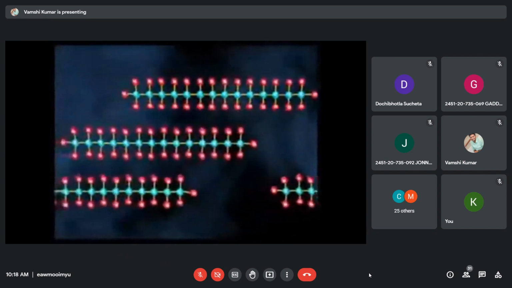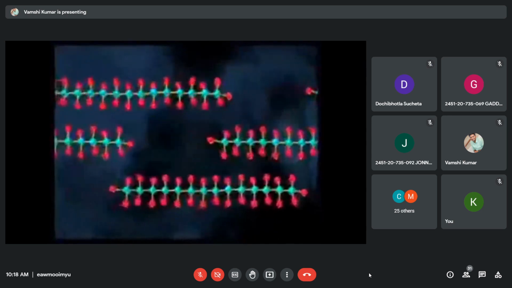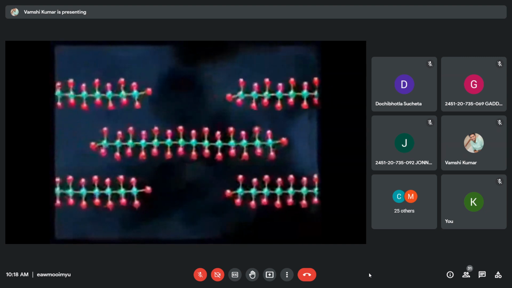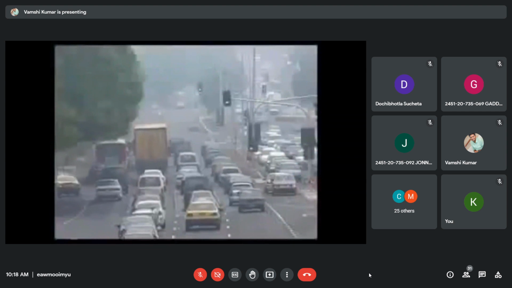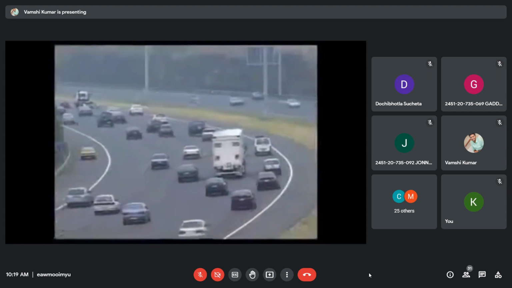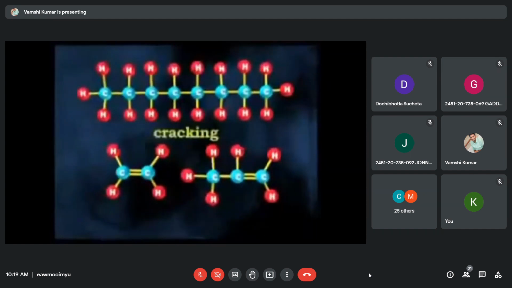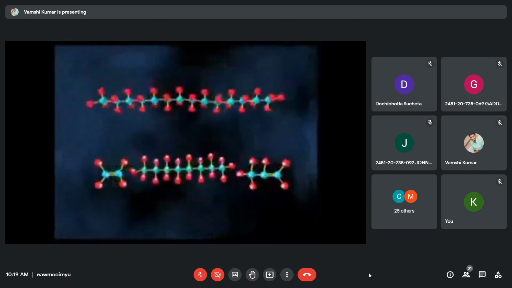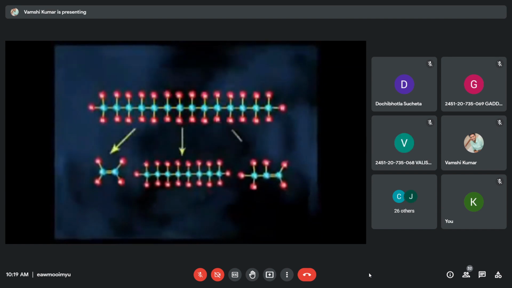The quantities of the fractions initially produced in an oil refinery don't match up with what is needed by consumers. There is not much demand for the longer chain high molecular weight hydrocarbons, but a large demand for those of lower molecular weight, for example petrol. A process called cracking is used to produce more of the lower molecular weight hydrocarbons. This process breaks up the longer chains into smaller ones.